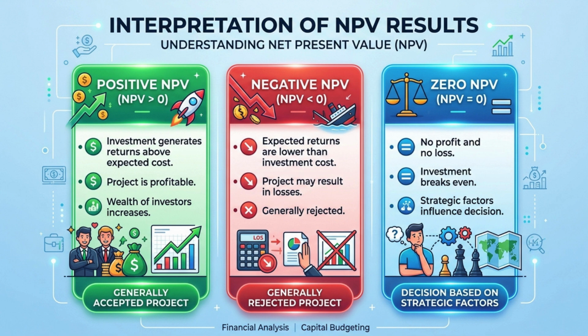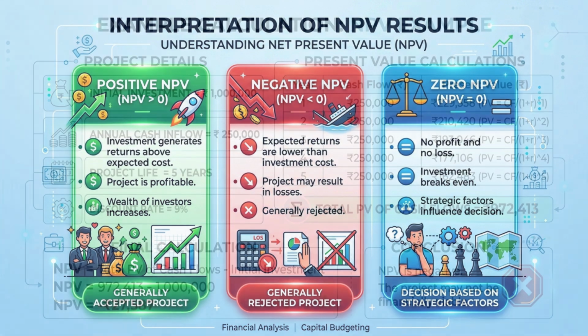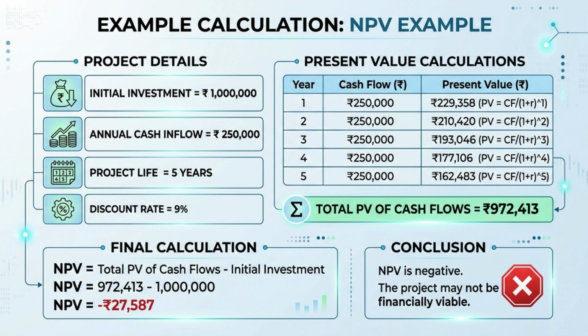Third, zero NPV. If NPV equals zero, the project neither creates nor destroys value. The company may then consider strategic or non-financial factors before making a decision. Let us now understand NPV with a practical example. Suppose a company invests 10 lakh in a project. The project is expected to generate annual cash inflows of 2,50,000 for 5 years. The discount rate is 9%.